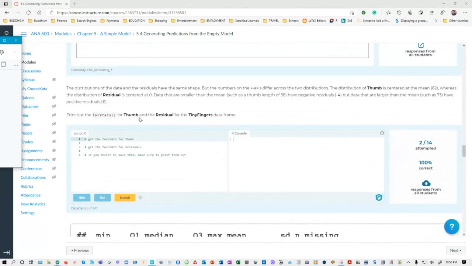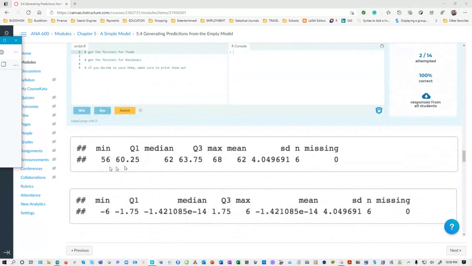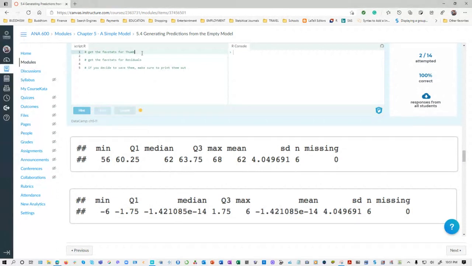Print out the favstats of thumb and the residual from tiny fingers. Get the favstats for thumb. Get the favstats for residuals. If you decide to save them, make sure to print them out, okay? So for thumb length, you can remember how to get that one.